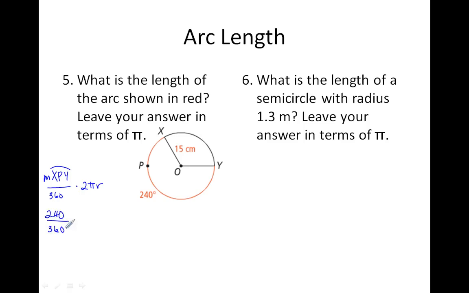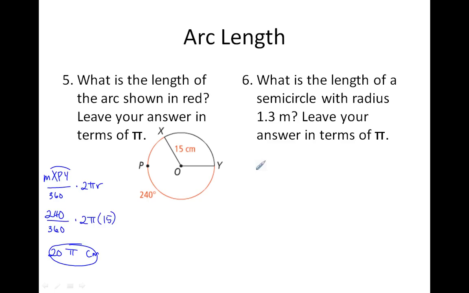Divide that by 360. Multiply that times 2 times pi times 15 for our radius. Now if I do that multiplication, I'm going to get 240 divided by 360 times 2 times 15. I can do all of that on the calculator. I get 20. Leaving the answer in terms of pi, so I'm going to leave pi. My unit is centimeters, so my unit is centimeters. So we have 20 pi centimeters as the length of that arc.